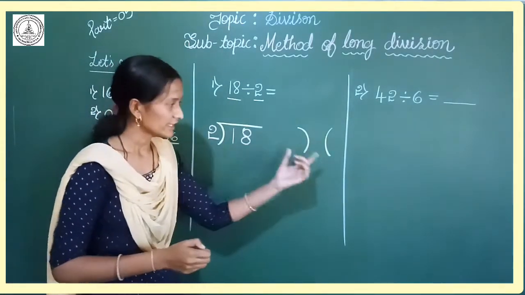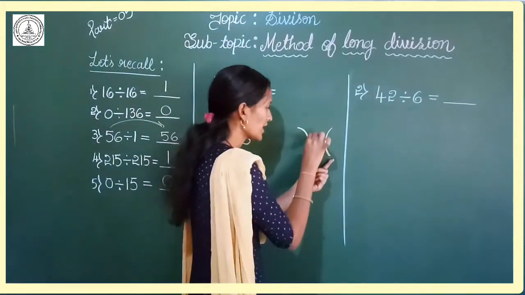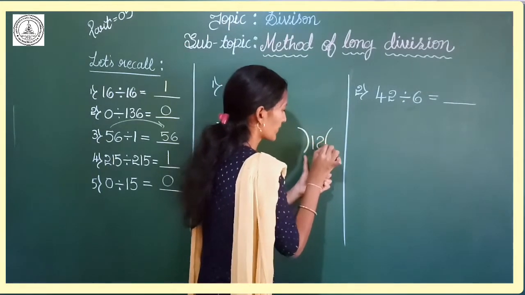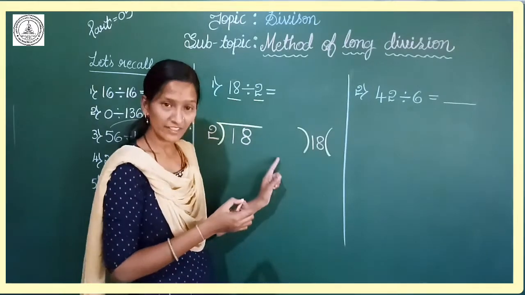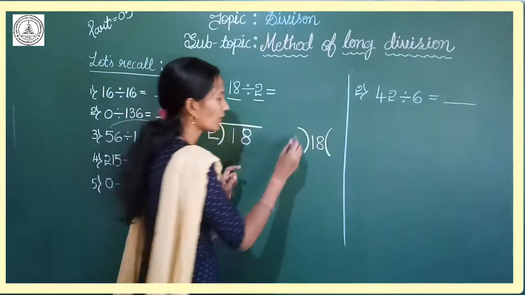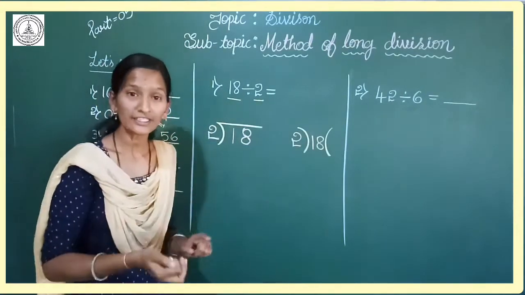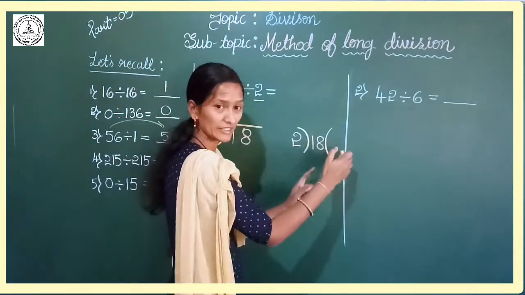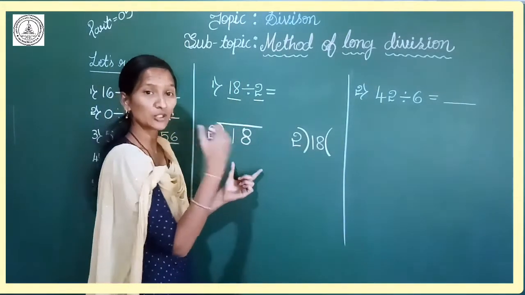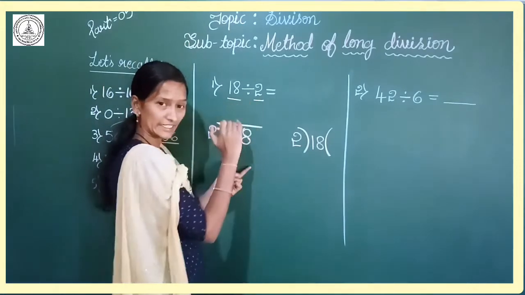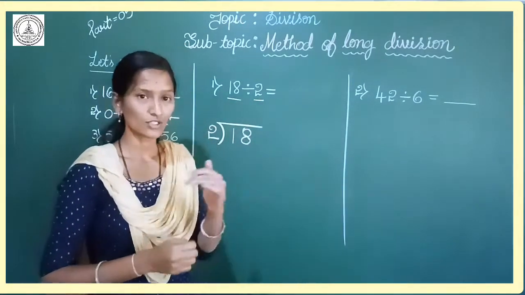Right? See, in this symbol, in between these two curved lines, write down the dividend here. Right? So next, in the left side of the curved line, you have to write down the divisor here. Right? So write the quotient in this part, means in the right side. But in this symbol, you have to write the quotient above the 18, means above this line. Right? Yes, students. So look here.